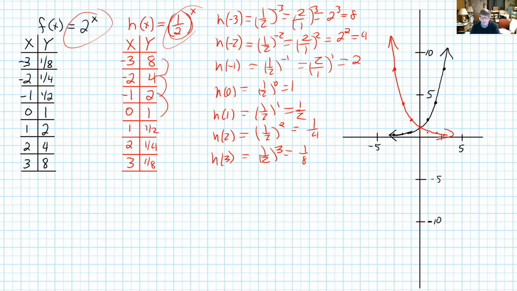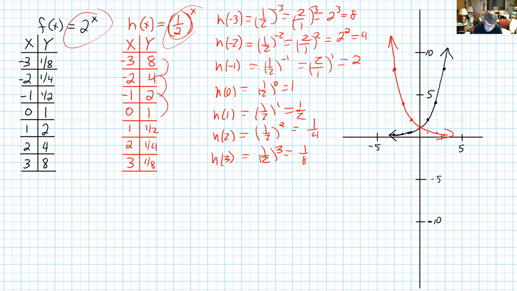Well, it still has a y-intercept of (0, 1). It still has no x-intercepts. But now, instead of increasing over its entire domain, it's decreasing. Okay. Oh, I should have talked about what the domain and the range are.